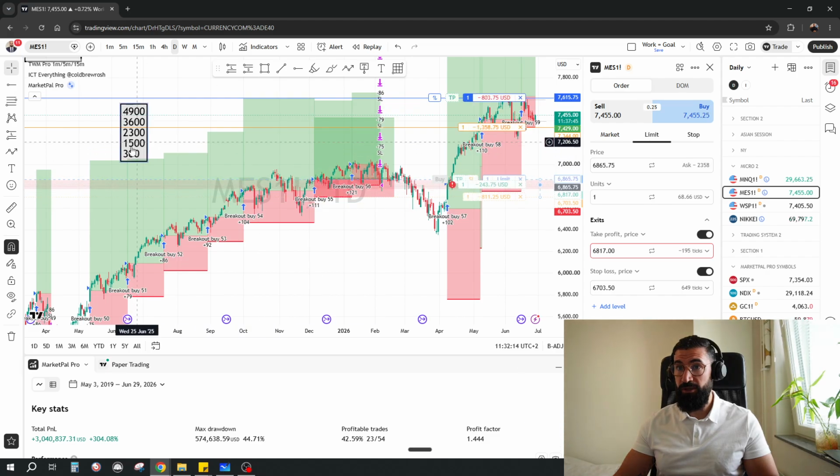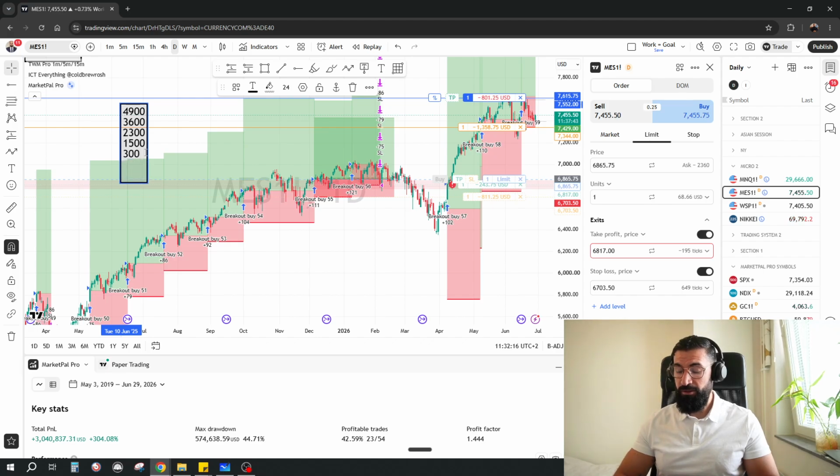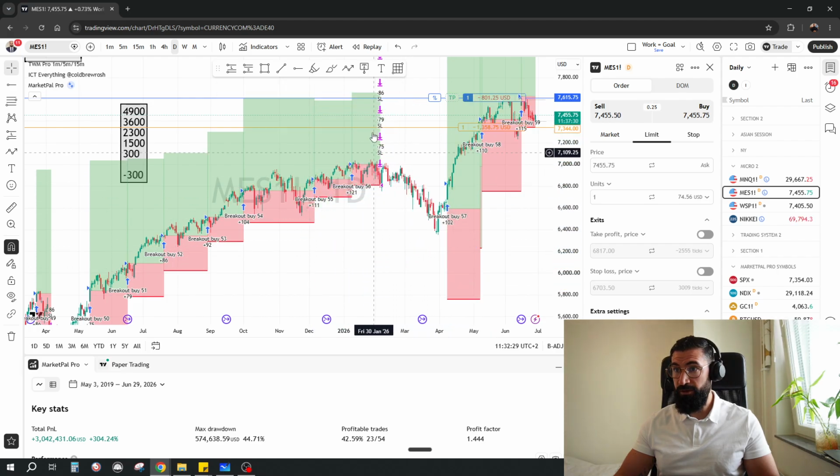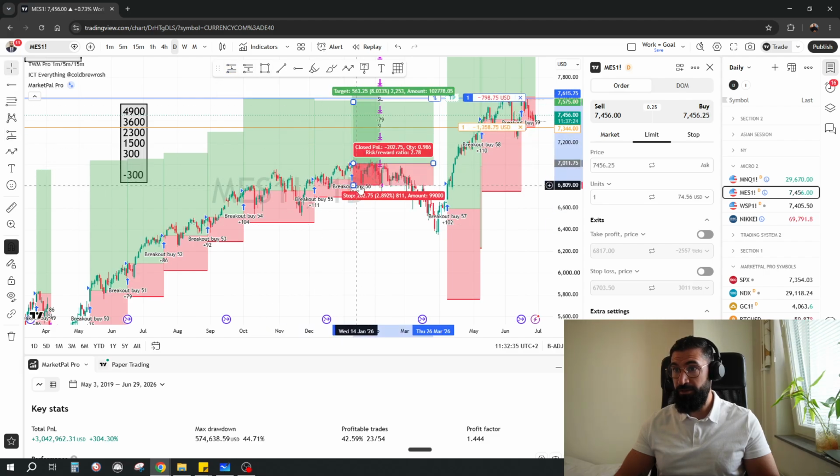So we're losing minus, yeah, let's do minus 300. That's fine. It's not really exact, but you get the point. So I'm close. I got a bit confused about this. So I'm closing this down, and this is a complete loss of this trade.